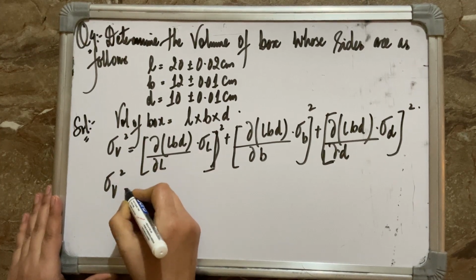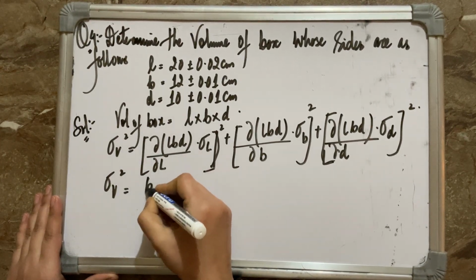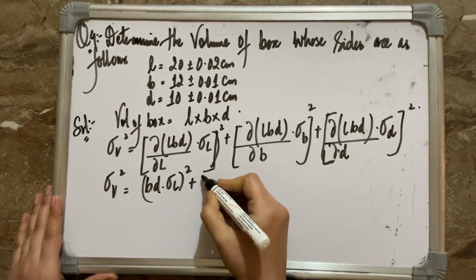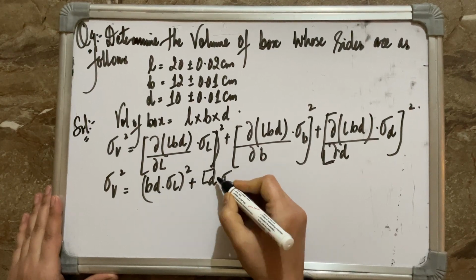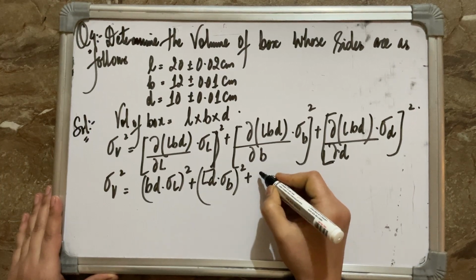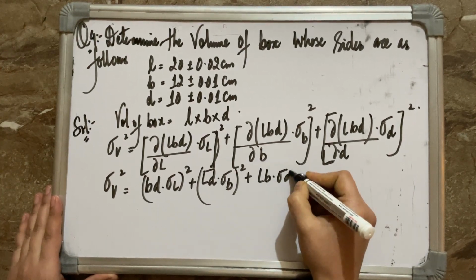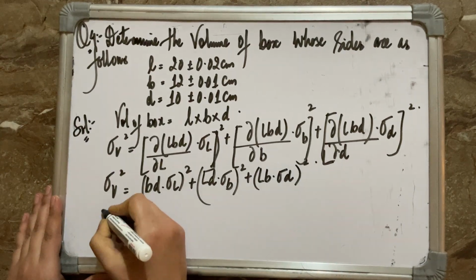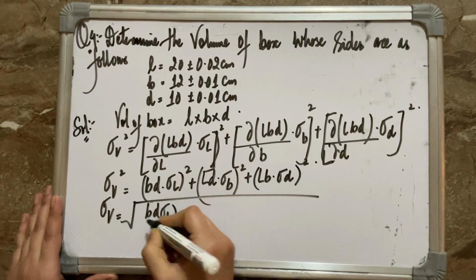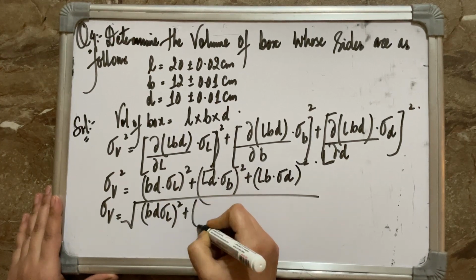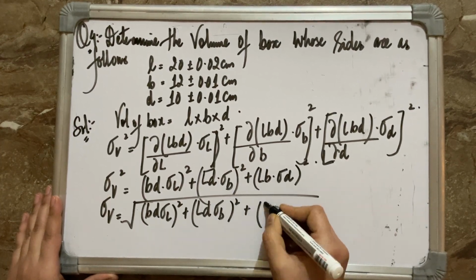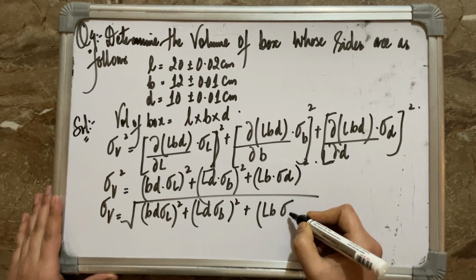Sigma V square, this is how much? This is BD sigma L square, this is LD sigma B square, and this is LB sigma D square. So by calculation, sigma V is the square root of BD sigma L square plus LD sigma B square plus LB sigma D square.